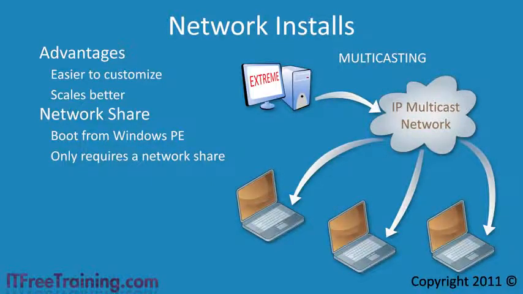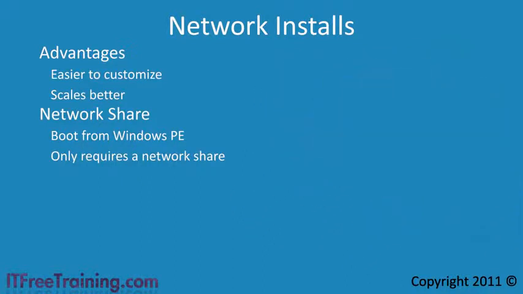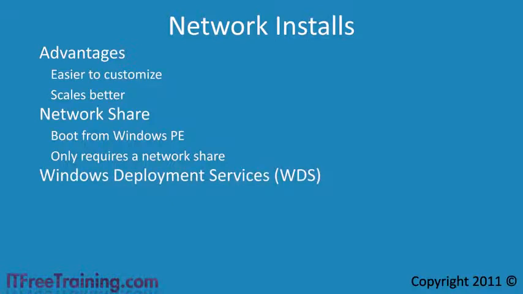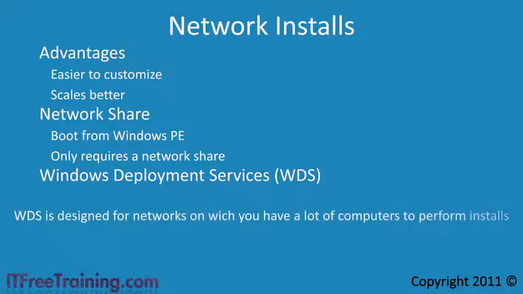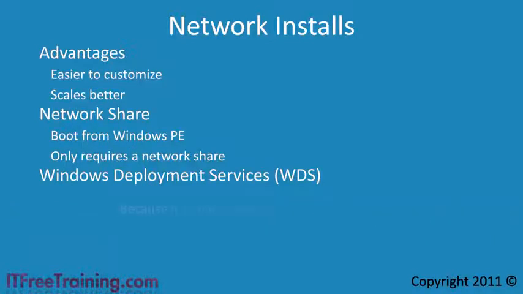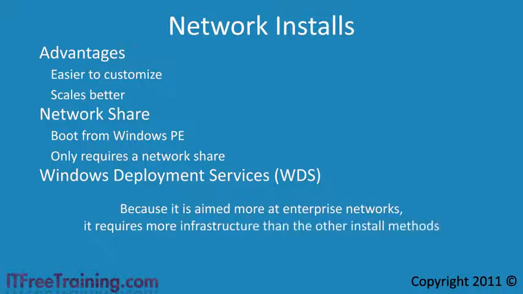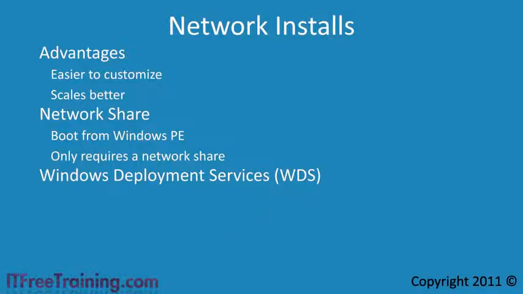If you want to be able to use multicast, you will need to use a system like Windows Deployment Services, otherwise known as WDS. WDS is designed for networks on which you have a lot of computers to perform installs. Because it is aimed more at enterprise networks, it requires more infrastructure than the other install methods. To use WDS requires a domain controller, DHCP, and DNS.